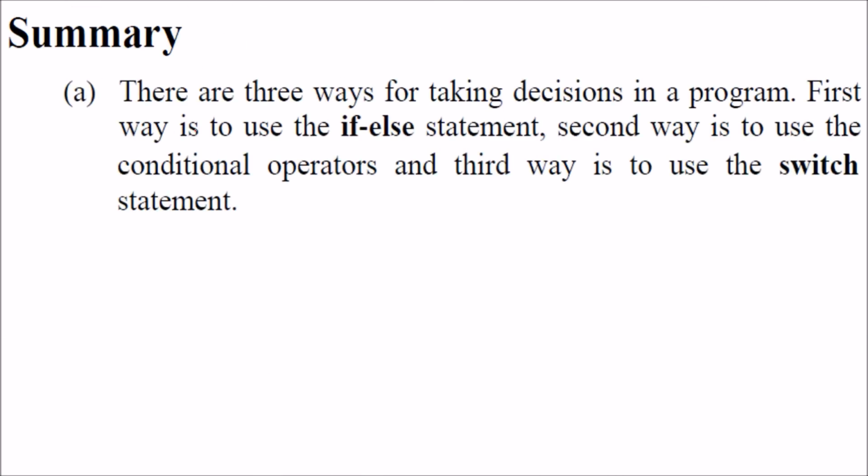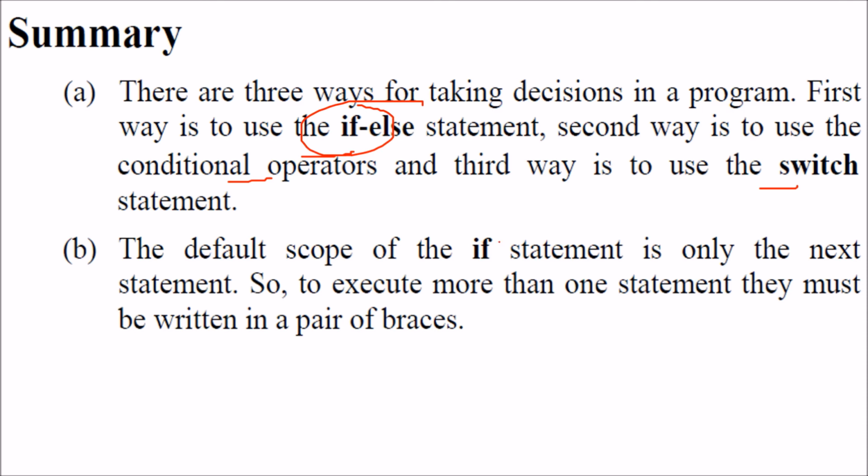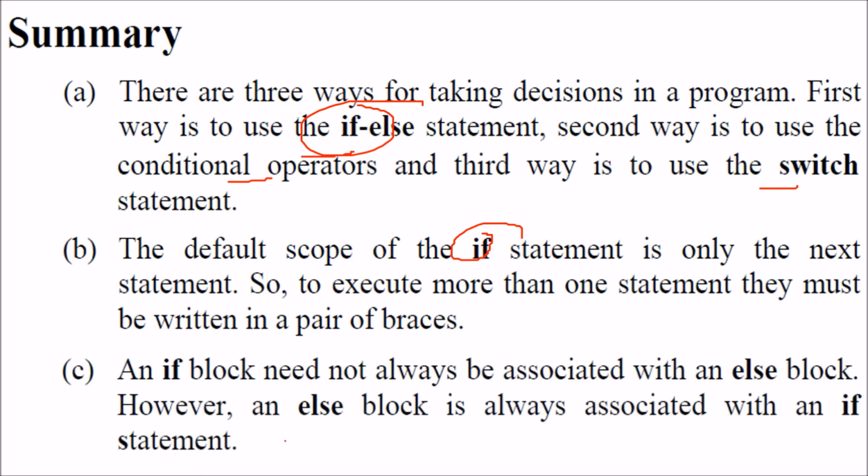Let us summarize what we have seen. There are three ways of taking decisions in a program. If else, second is the conditional operator, and we have the switch statement. We'll study the switch later. We have seen if else here. The default scope of if is only the next line. So if you want to execute more than one line, you have to put those lines inside braces. Does an if block always need to be associated with an else block? No, not always. But an else block is always associated with an if statement.